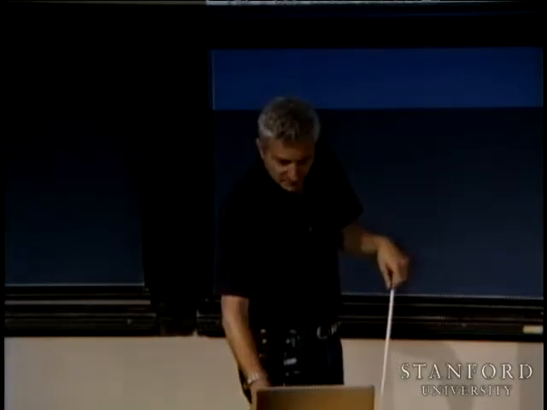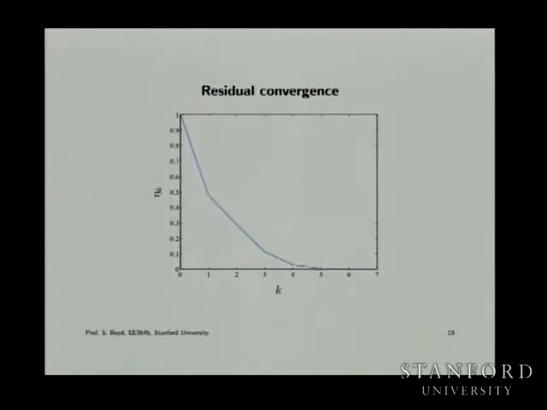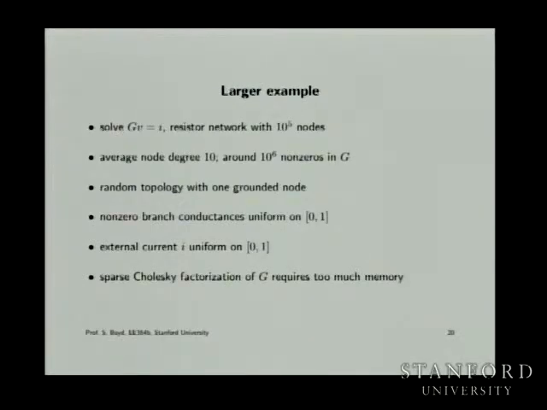Here's the residual, which in fact does go down monotonically. It didn't have to, but it did in this case. Now, that's a fake example. Let's look at a real one.